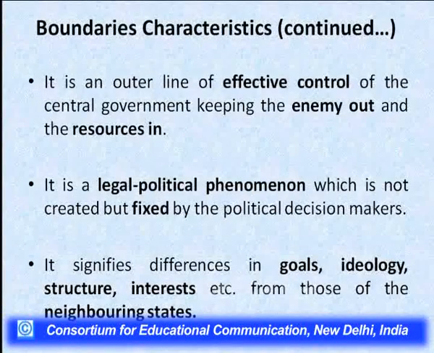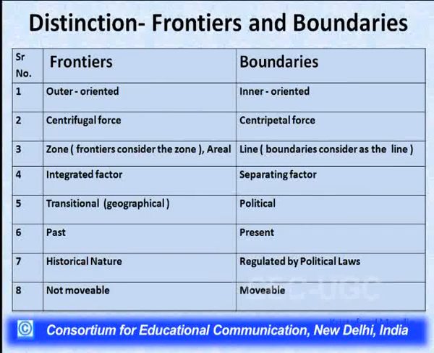It is also an outer line of the effective control of the central government that generally tries to gain access to the resources and keep the enemy out. So it is a legal political phenomenon which is not created but fixed. The boundary is a fixed process, fixed by human agencies, by political government, by different organizations. So the different boundaries have different goals, different ideologies. There may be different structures and interfaces between different states.